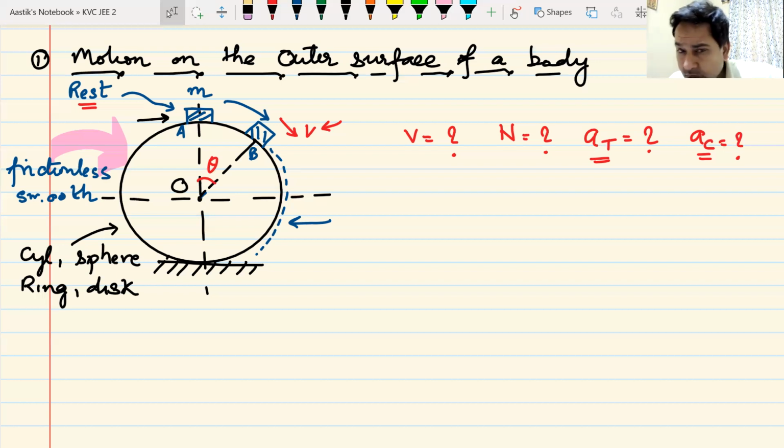Velocity depends on force applied and gravitational force. Does the, what about normal reaction? It does not depend on gravitational force. Tangential acceleration? Yes, sir.